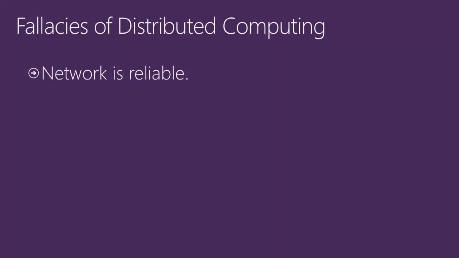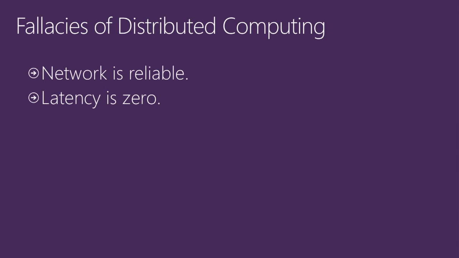Fallacies of distributed computing. If you ever get a chance, read this article. It's a great article that talks about how we think that these things are actually true, but they're not. We somehow think the network's reliable. It's never reliable. Latency is 0. That's not the case.